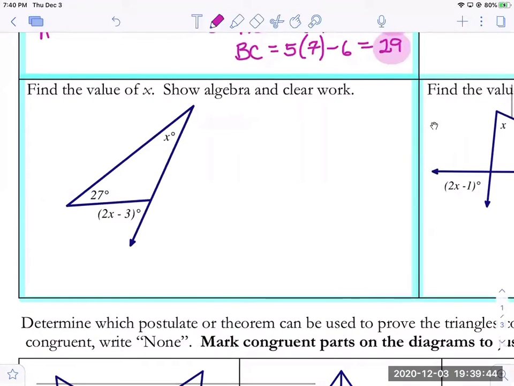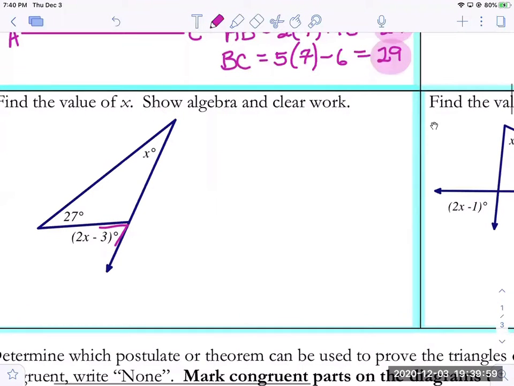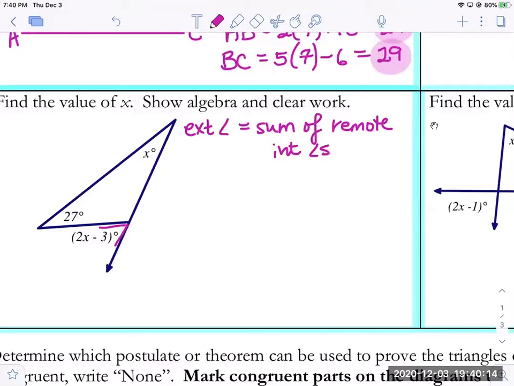Okay, on the next problem, this is an exterior angle. Remember that an exterior angle is formed when you take a side of a triangle and stretch it out and use that along with one of the existing sides of the triangle. So the exterior angle equals the sum of the remote interior angles. That means that 2x minus 3 should equal x plus 27.